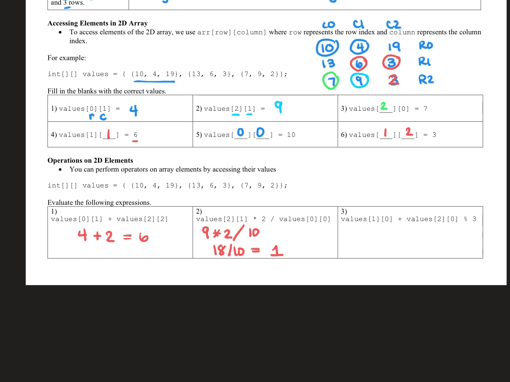Values at 1, 0, row 1, column 0, 13. Values at 2, 0, so the second row, the 0th column, and this one's going to be mod 3. Remember, modulus tells us the remainder, so 3 goes into 7 2 times with a remainder of 1, so 13 plus 1, which is equal to 14.